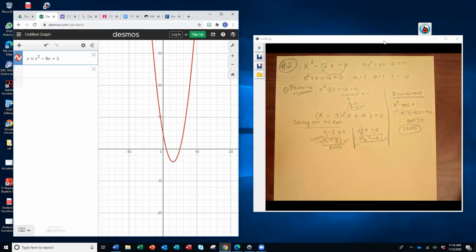So what if I'm going to look at them in the Desmos. To check your work in the Desmos, okay, so are you all seeing my screen?